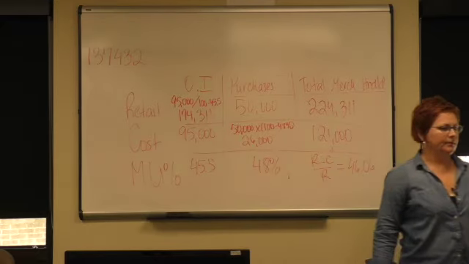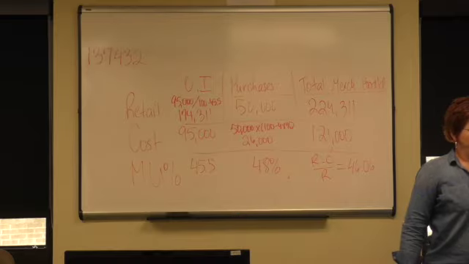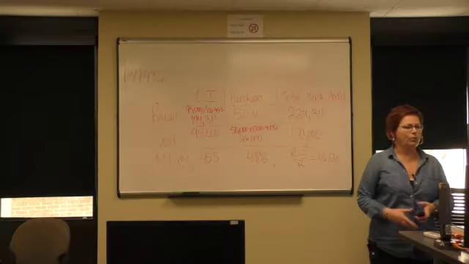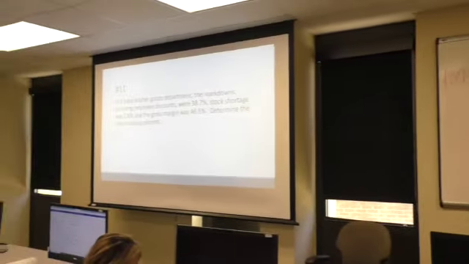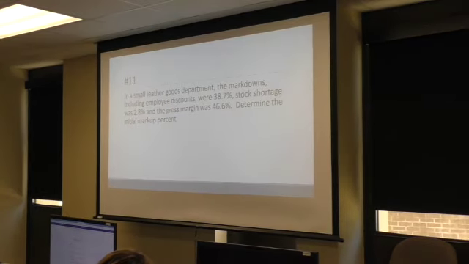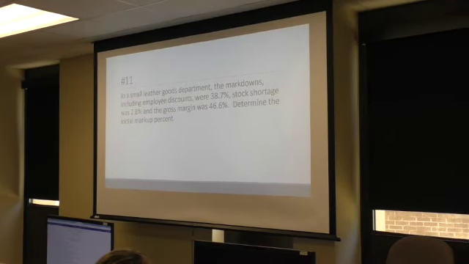This is the other Excel problem that's going to be on your test. All right. I got one more for you. In a small leather goods department, the markdowns including employee discounts were 38.7%. Stock shortage was 2.8, and the gross margin was 46.6. Determine the initial markup percentage. So you know you're going to use the formula for the IMU for percentages, correct? Because that's all that you have here. Go ahead and calculate the IMU percent.